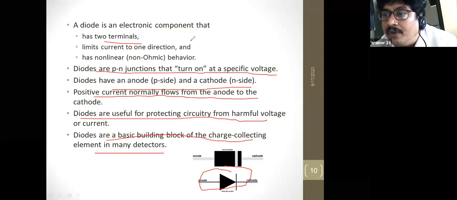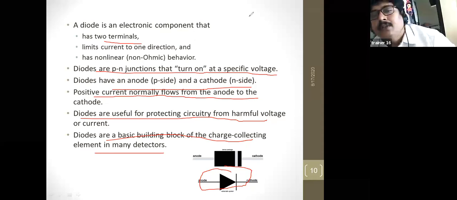So to protect that, we can go for different methods. The diode is one of the methods. To protect any component, any costly component, we use diodes in the circuit. Before that component we have to arrange them.